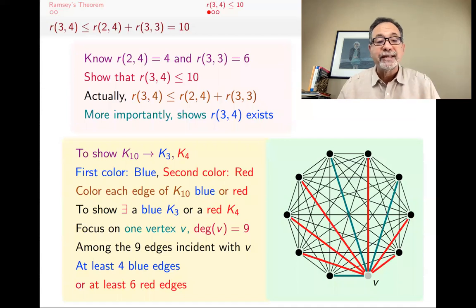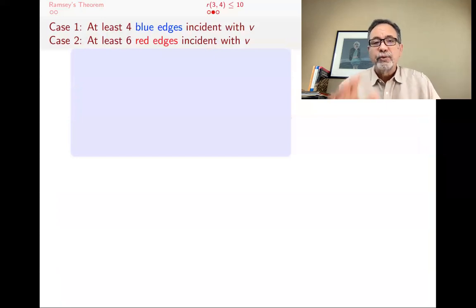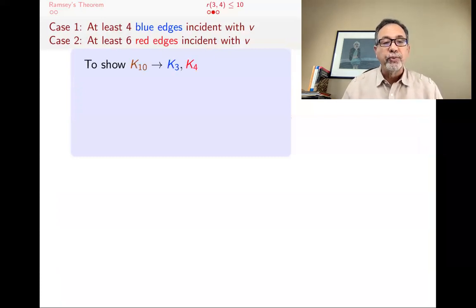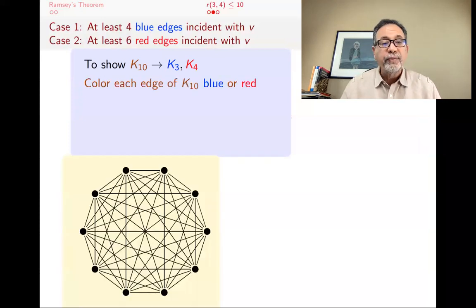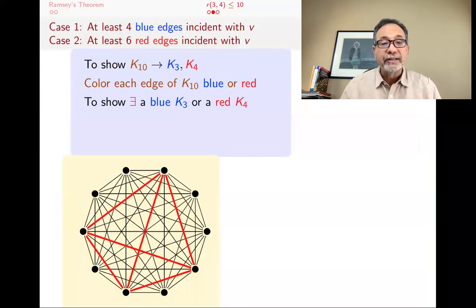So I'm going to have 2 cases, the case where I have 4 blue edges and the case where I have 6 red edges, and I'm going to argue about those. So case 1 is I have at least 4 blue edges. That's the one I'm going to do right now. And in the next slide, I'll do the other case where I have at least 6 red edges. So I want to show that K10 arrows to K3 or K4. And we have colored each edge of K10 with blue or red. And we want to show there exists a blue K3 or a red K4.